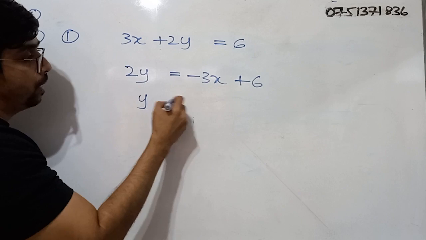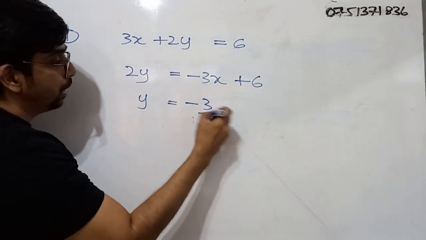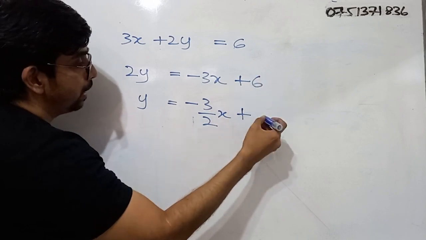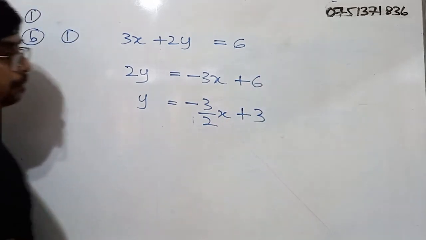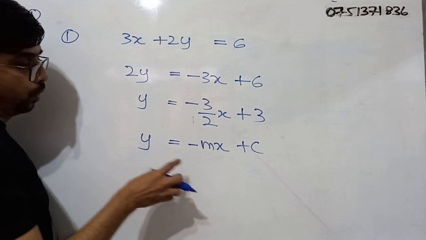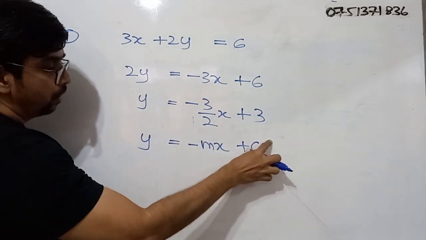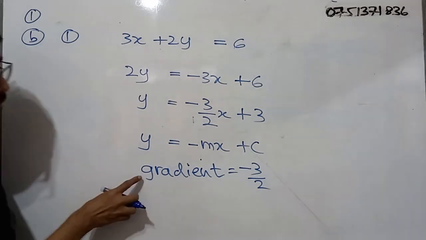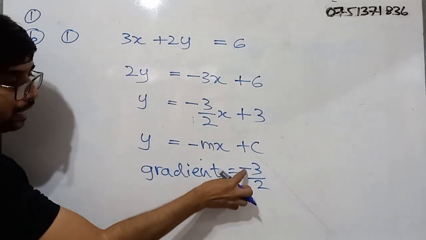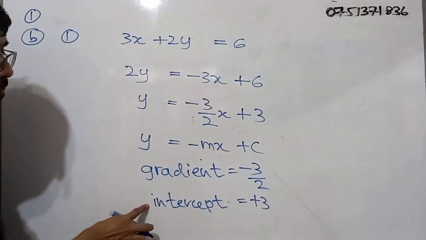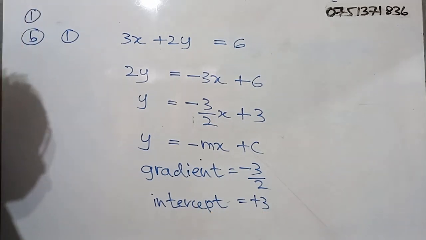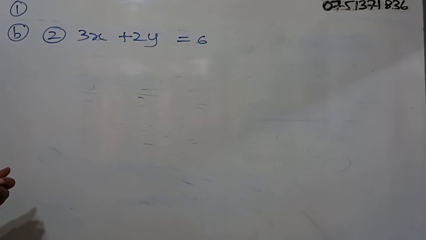So y will be equal to what? Negative 3 by 2 x plus 6 divided by 2 means what? 3. Okay. So this is the general form of the equation with a negative gradient. So the gradient will be equal to what? Negative 3 by 2. The intercept will be what? Positive 3, or we can say simply 3. Right.